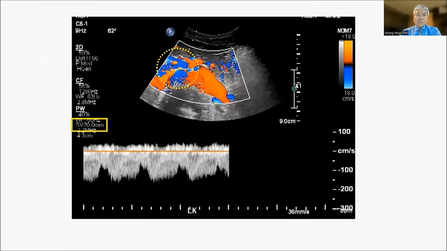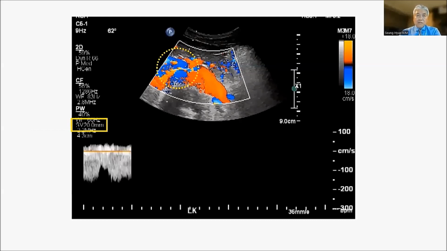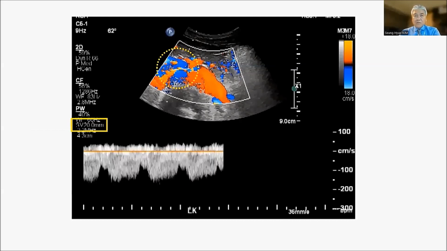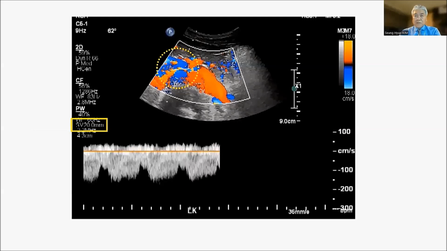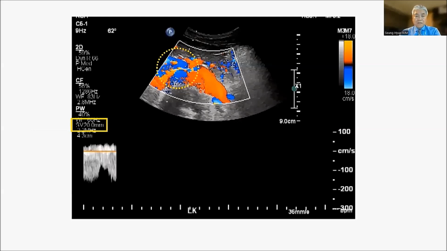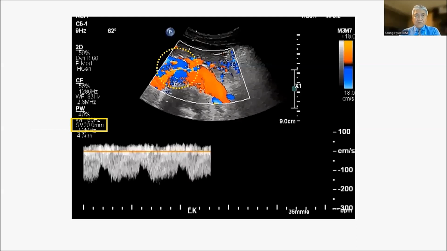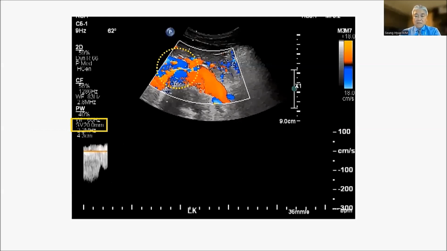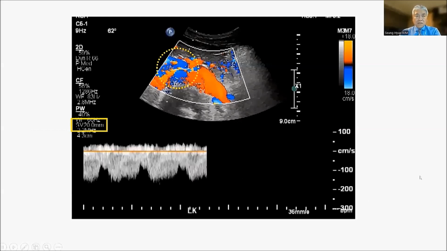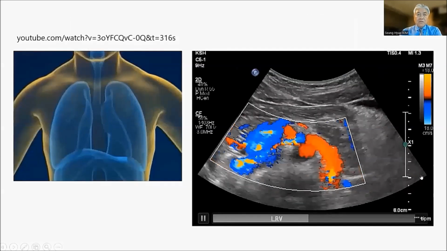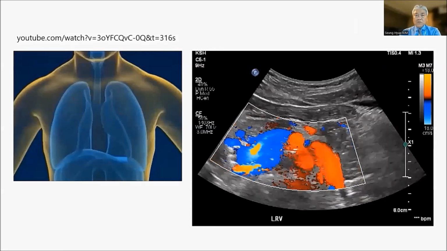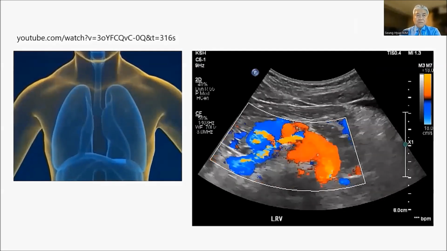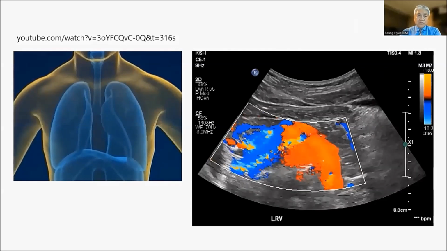Another example of nice Doppler angle and wide sample volume, 20 millimeters, with clear Doppler spectra with a high peak flow velocity around 150 centimeters per second, indicating a Nutcracker. Next thing we need to consider in Nutcracker Doppler is that we should make patients comfortable with respiration.